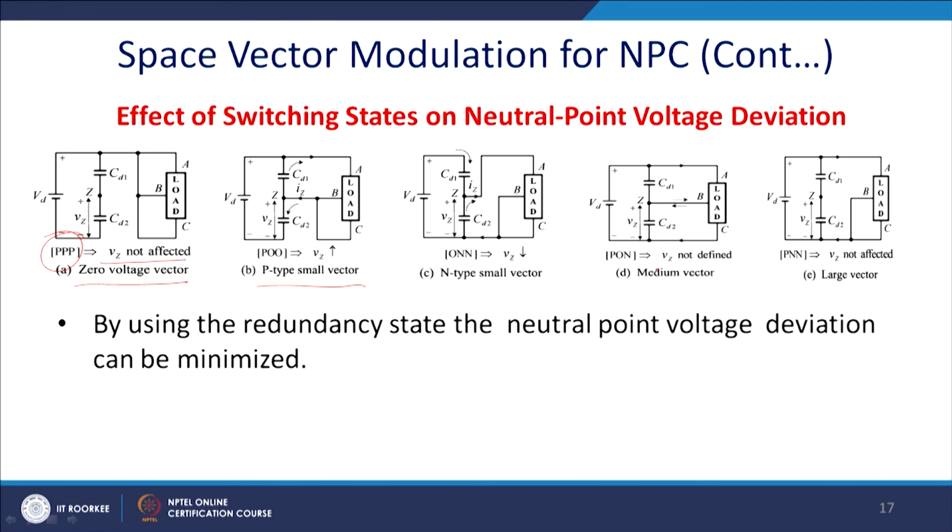Similarly, PON, Vz is not defined and it is a medium vector, and PNN is a large vector. So, in that way, using these vectors and by using the redundancy states, neutral point voltage deviations can be minimized, and you can have redundancy and thus get more reliability in the system.